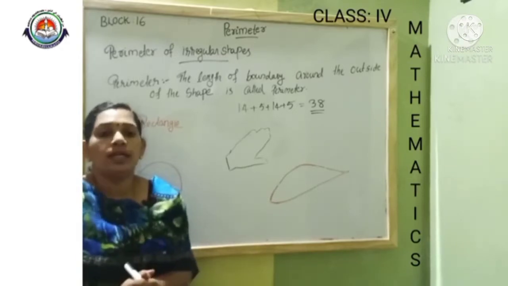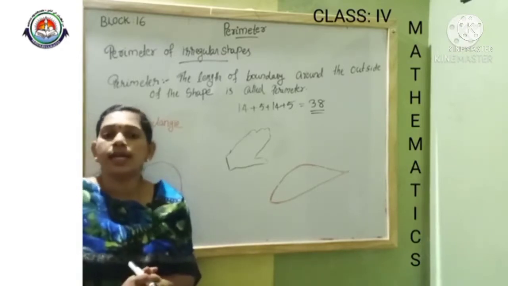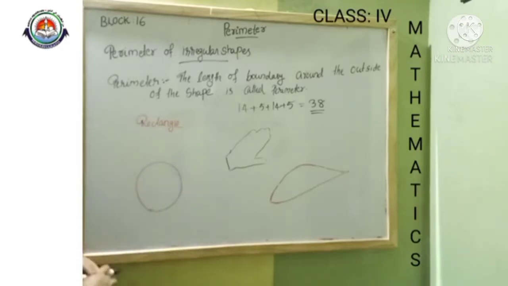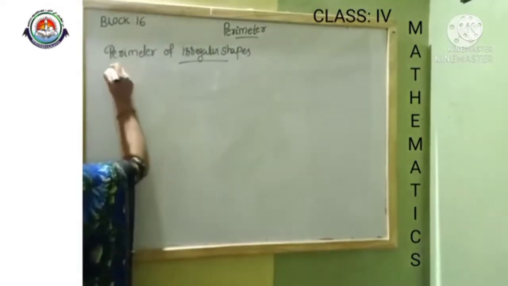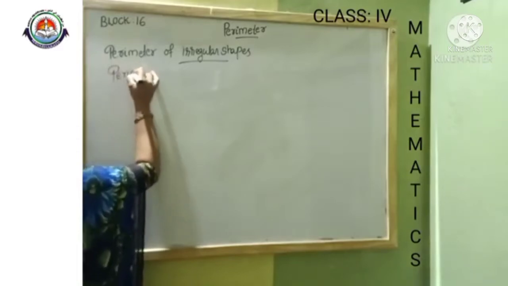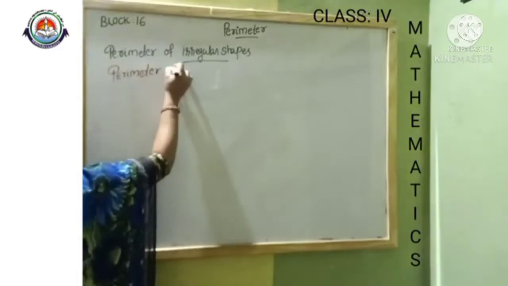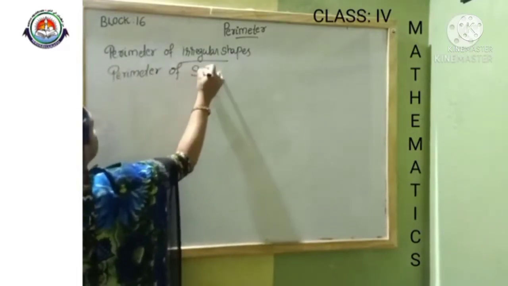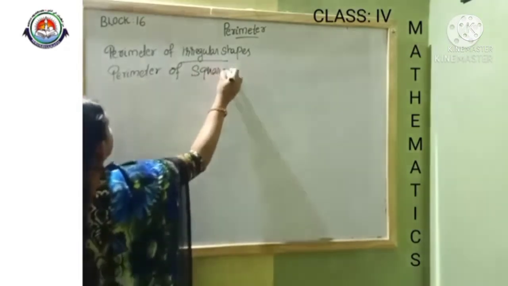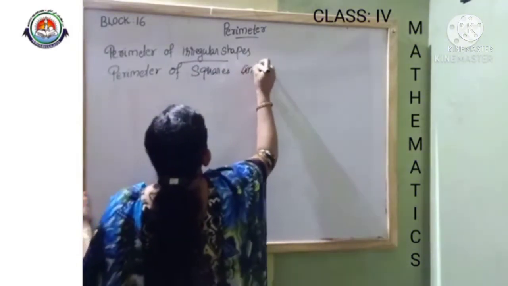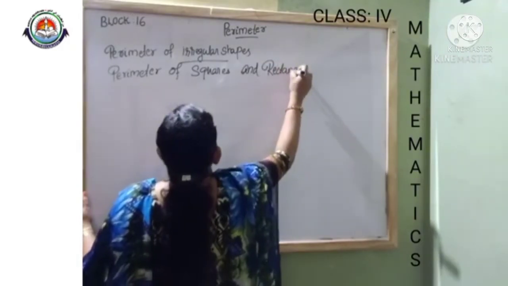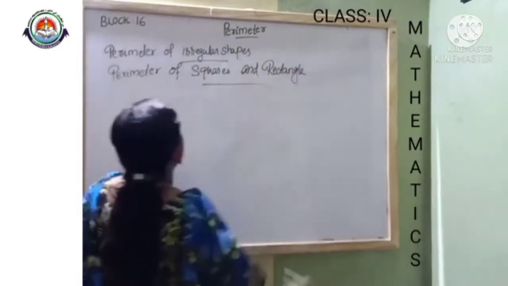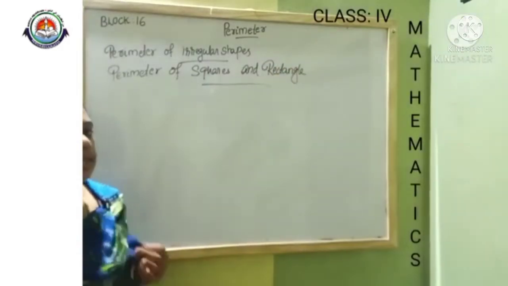Next, we are going to learn the perimeter of squares and rectangle. Next, our topic is the perimeter of squares and rectangle.